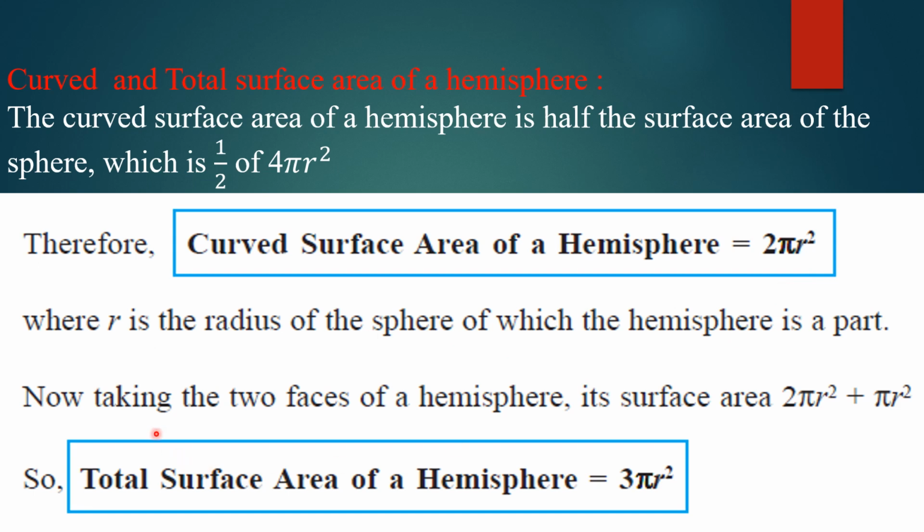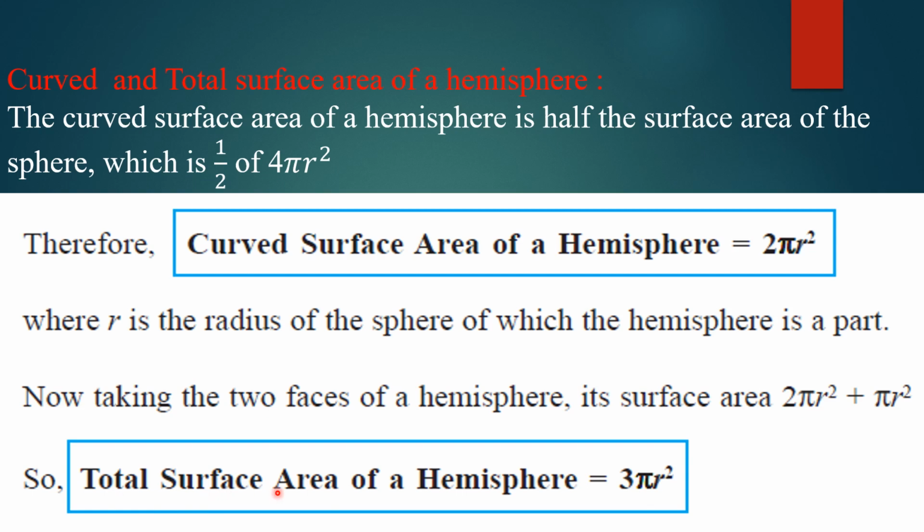Now taking the two faces of a hemisphere, its surface area is equal to 2 pi r square plus pi r square. As I mentioned, this is the curved surface area plus this is the base area. What is the shape of the base? Yes, circle. Then what is the area of a circle? Pi r square. Understood this point? So by adding these two areas, we get the surface area of a hemisphere.